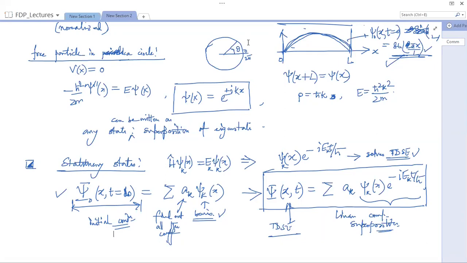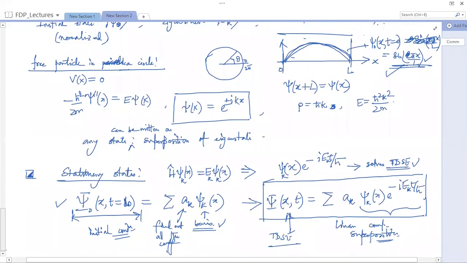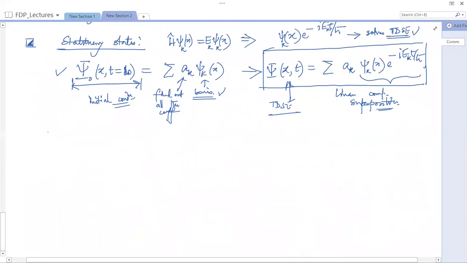Yes, sir. Hello. Hi. Sir, my question is, what is the physical significance of spin? Spin is an angular momentum. Sir, there are many particles having spin 0, half, 1, and so on. Then what significance do they have, sir?